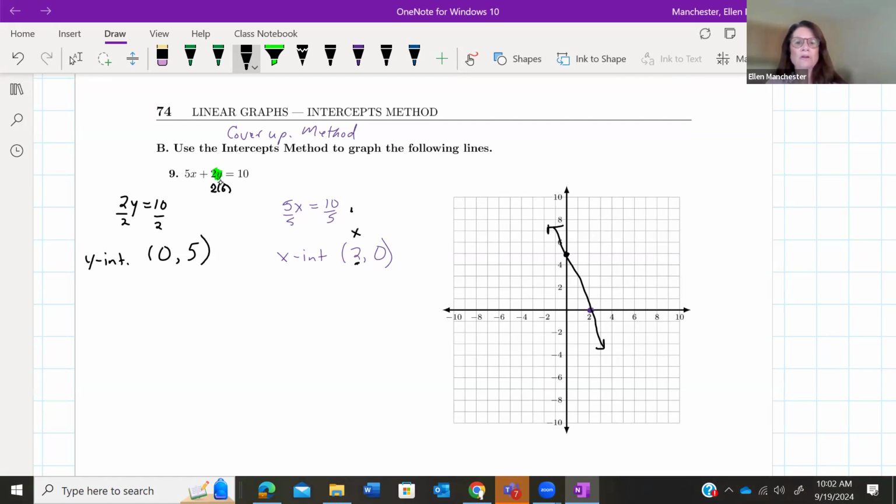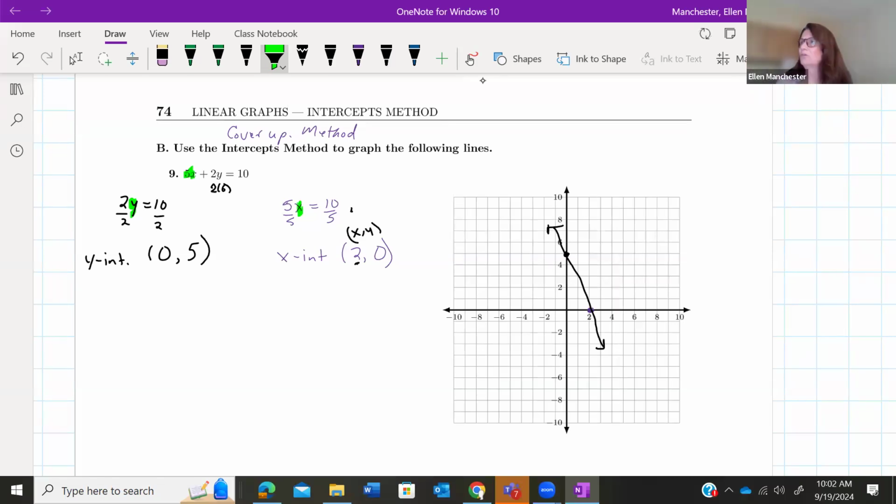And remember, your ordered pairs are always in the form x, y. X is first, y is second. Then to get the other one, we cover up the x term. Then I have 2y equals 10. 10 divided by 2 is 5. Again, this right here tells me which intercept I'm looking at. So you have the answer sitting right in front of you. It's just, are you recognizing it? Once you get those 2 points, you plot them, you connect the dots, and you're good to go.